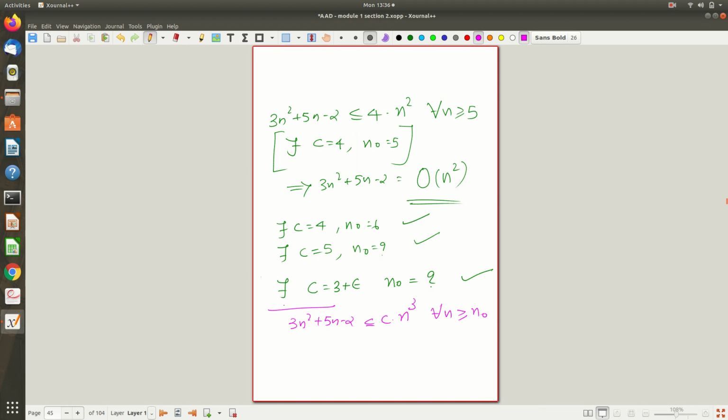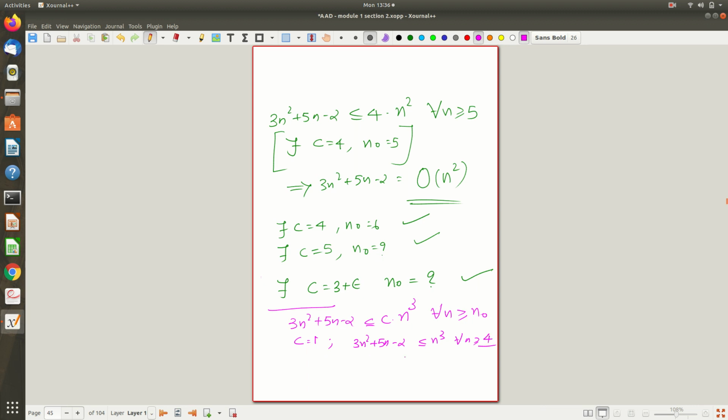If I am saying c is equal to 1, see what will happen here. 3n square plus 5n minus 2 is less than or equal to n cube for all n greater than or equal to what? That you have to find out. When I am giving it as 1, it is not going to work. 2 cube, yeah, it's not going to work. 3 cube is 27. This side also I am getting 27, so it's not going to work. 4 cube is 64. Here it is 16 into 3, 5 into 3 minus 2. This will work, right? So I think for all n greater than or equal to 4 is going to work.